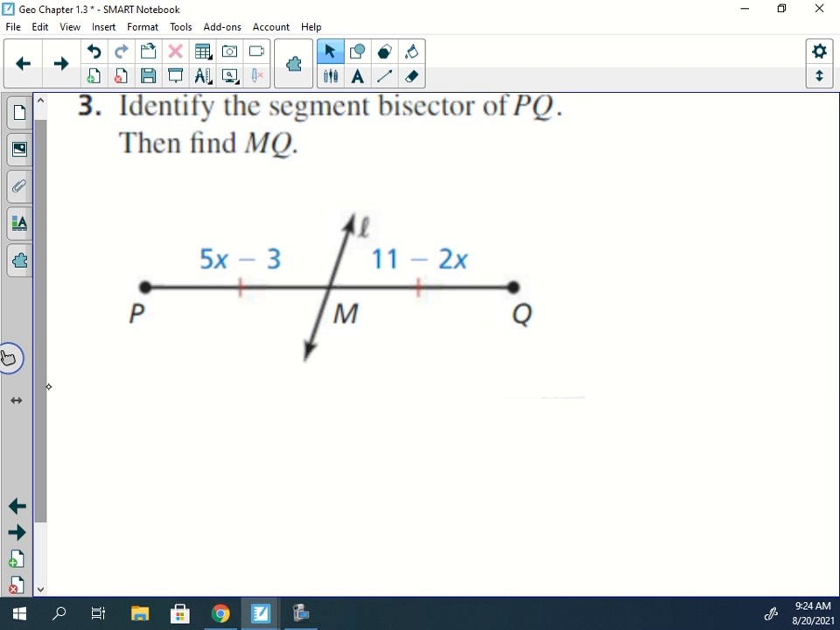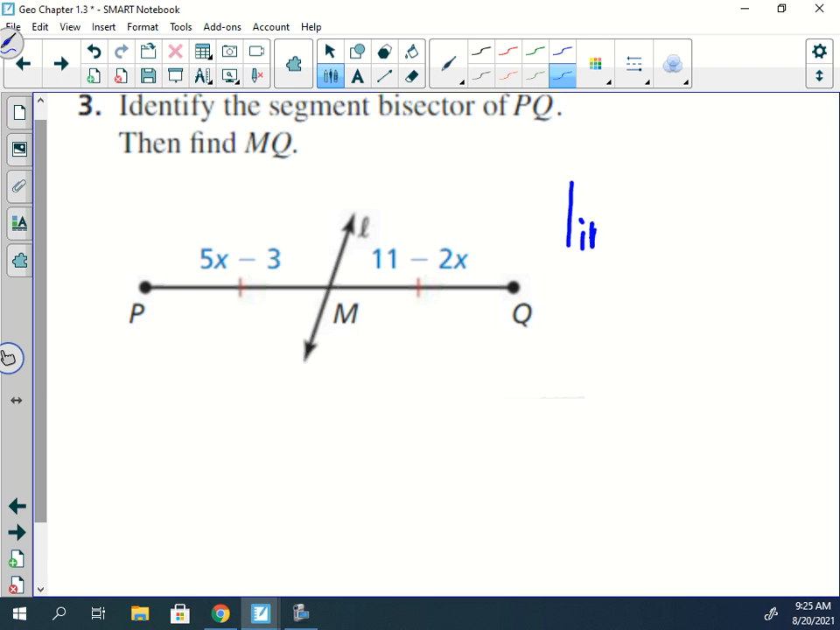Identify the segment bisector of PQ. Then find MQ. So what is our segment bisector for this here? So we only have a point M, yes? So to name a line, we either need 2 points, so we would need point M and another point. Or there was another way to name a line.